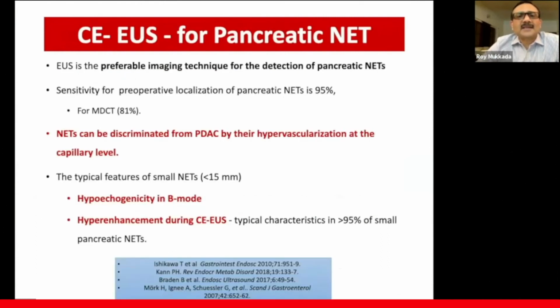Now, for pancreatic NET, EUS is the preferable imaging technique for detection of pancreatic NET, and the sensitivity for preoperative localization of pancreatic NET is 95%, and for MDCT is 81%. So the NET can be discriminated from pancreatic ductal adenocarcinoma by the hypervascularization at the capillary level. The typical features of small NET less than 15 mm are hypoechogenicity in B mode and hyperenhancement during contrast enhanced EUS. These are typical characteristics of more than 95% of small pancreatic NETs.